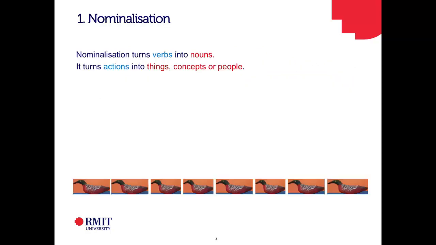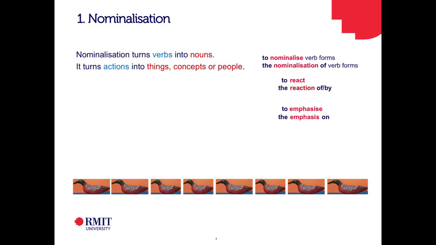Nominalisation is the term we use to describe the process of turning actions into things, concepts, or people. That is, verbs are transformed into noun phrases. From to nominalise to the nominalisation of, to react, the reaction of or by, to emphasize, the emphasis on, to improve, improvements in or improvements to.